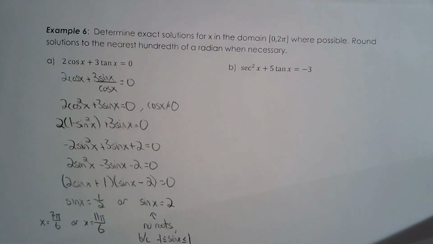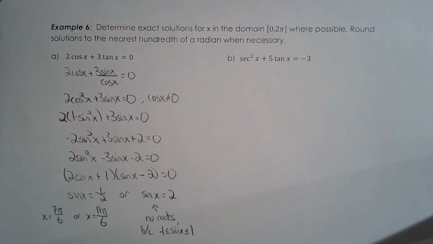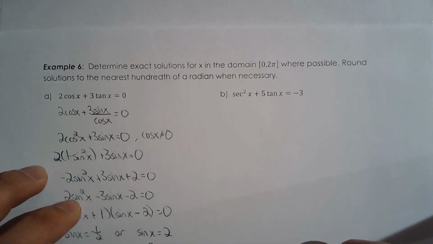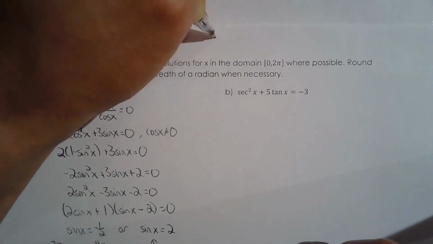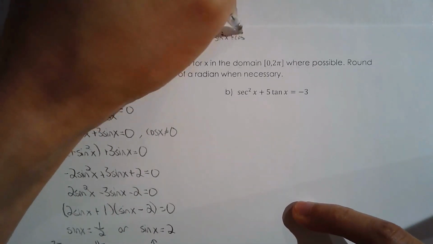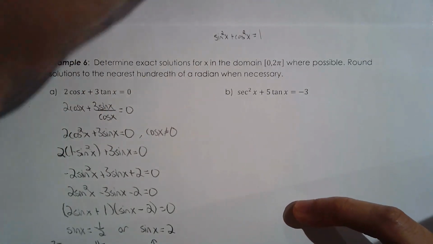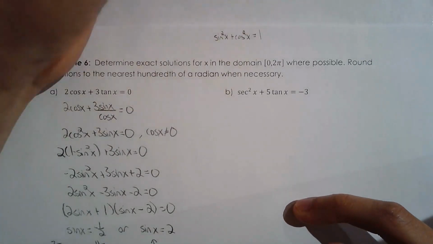Okay, so let's do 6b here. Secant squared x plus 5 tan x minus 3. Okay, secant squared x. You know what? I don't know if you remember all your Pythagorean identities, so I'm going to help you out. So sine squared x plus cos squared x equals 1. Everybody knows that trig identity. So how can I generate the one that involves secant squared x?